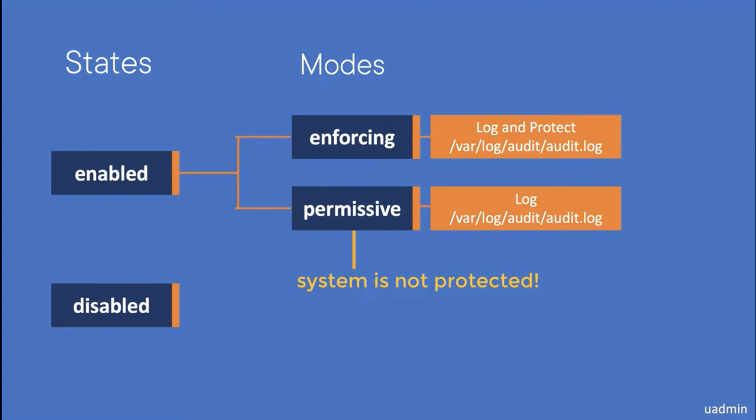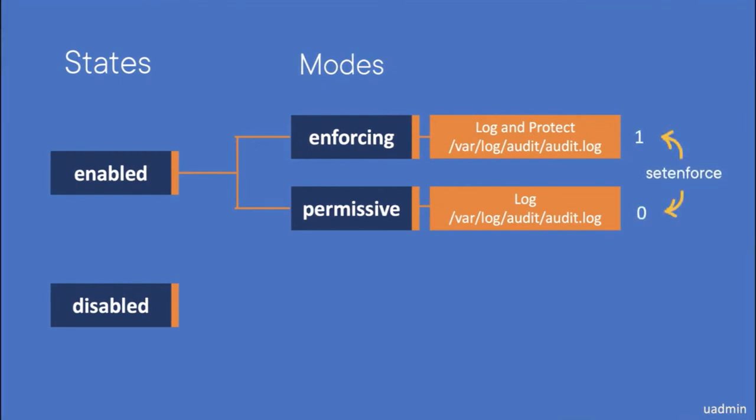But keep in mind that your system is vulnerable when it's in permissive mode. So SELinux should be enabled at all times, but you can switch between enforcing and permissive if you like. And this can be done on the fly, as we will see, using the setenforce command.